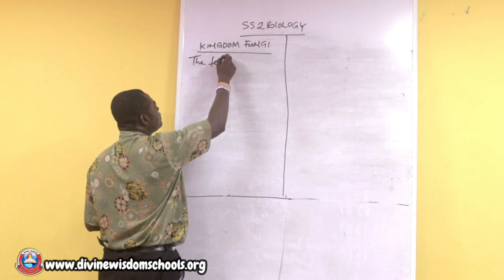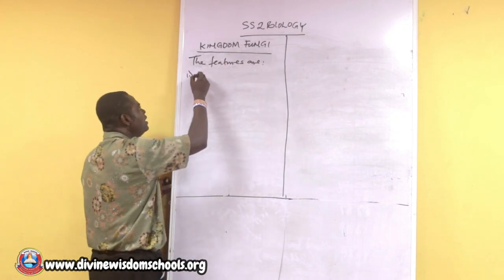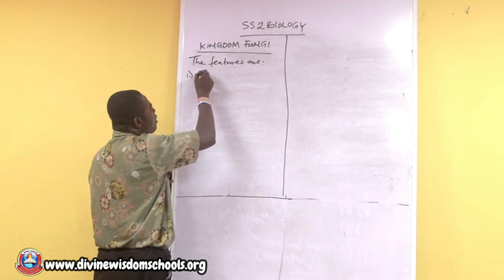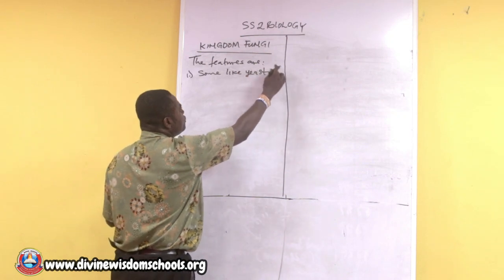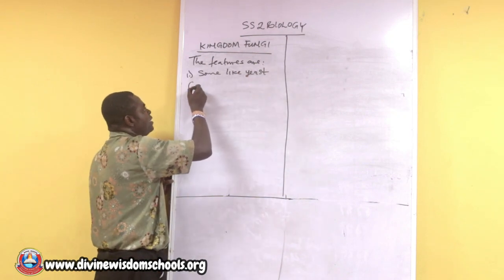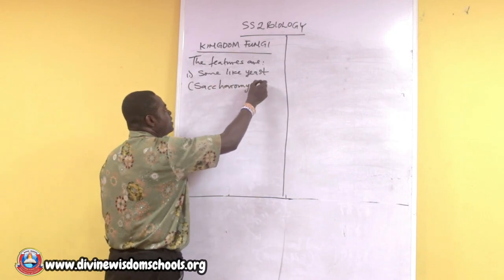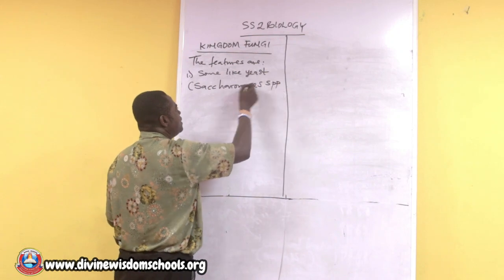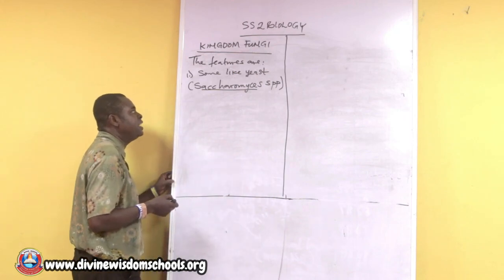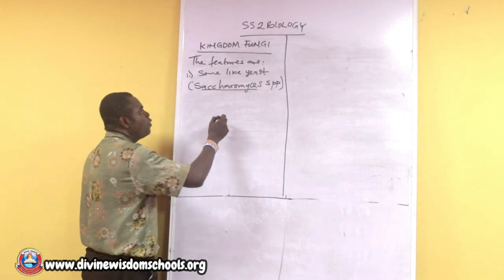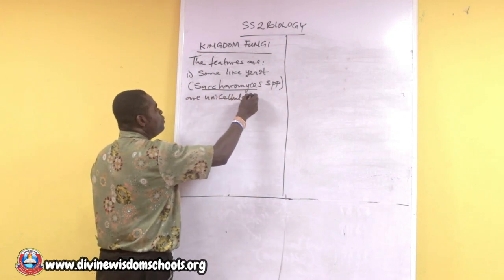The features are, number one, some like yeast. You know yeast, they are used in baking of bread. The botanical name is Saccharomyces cerevisiae, Saccharomyces species. We have different species: Saccharomyces cerevisiae, Saccharomyces carlsbergensis, Saccharomyces sake, and so on and so forth. They are unicellular.